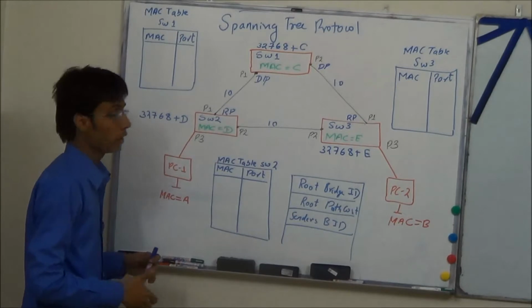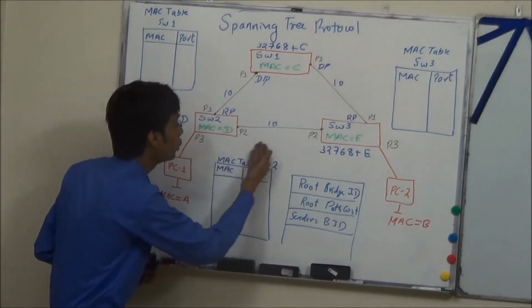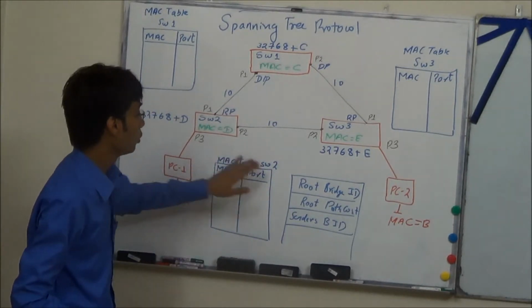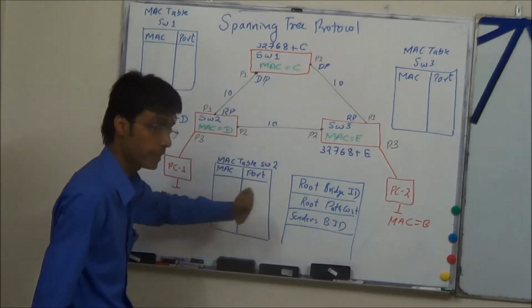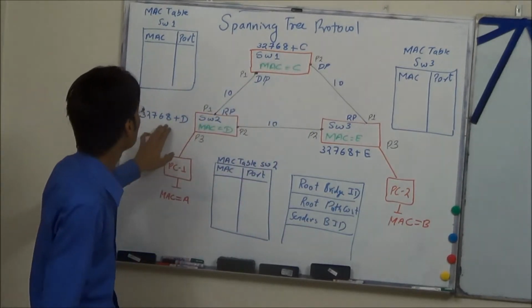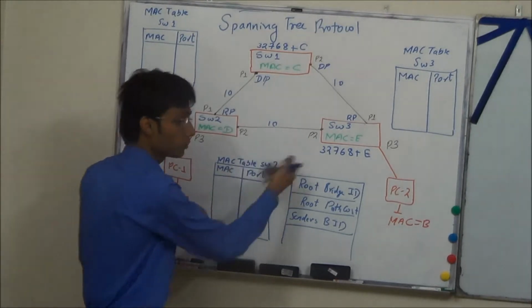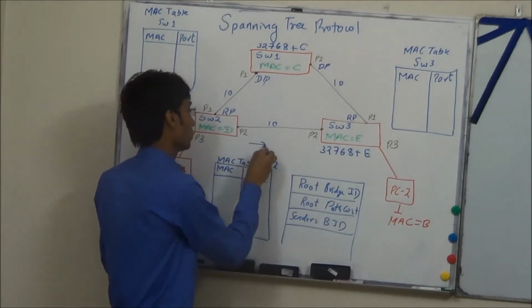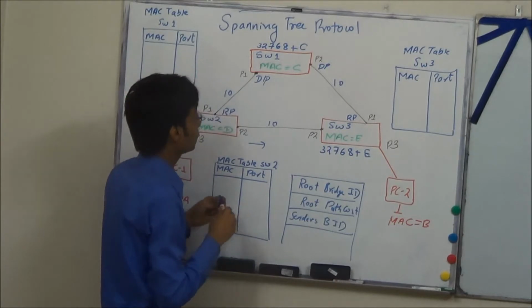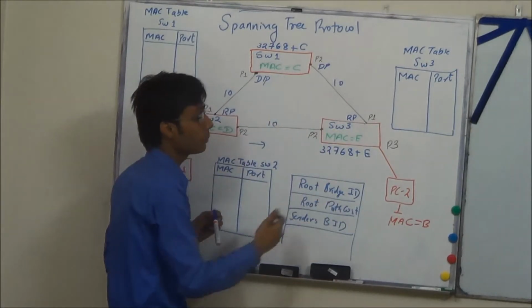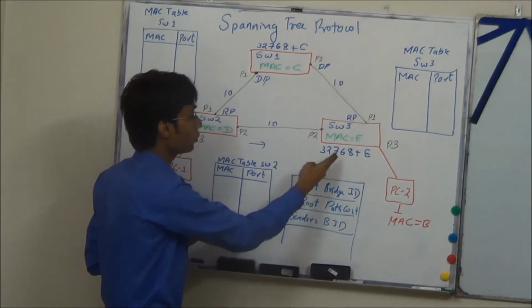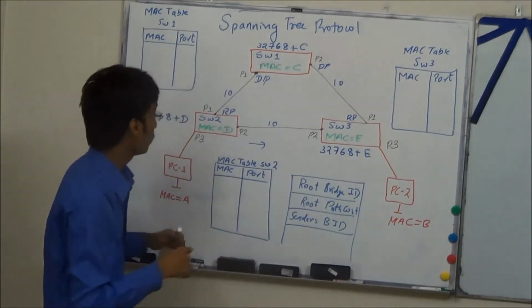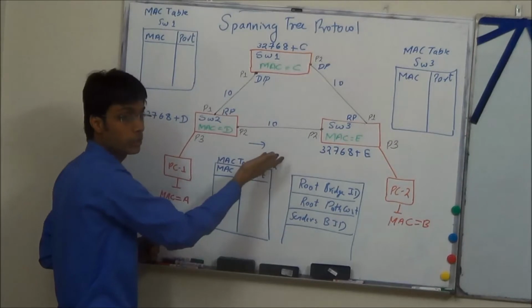Again, we will compare the BPDUs. What BPDU will switch 2 send towards P2? Root bridge ID as 32768 plus C, root path cost as 10, and sender's bridge ID as 32768 plus D. And what switch 3 will send is root bridge ID 32768 plus C, RPC 10 again, and sender's bridge ID 32768 plus E. So we are sending two BPDUs, this way and this way.